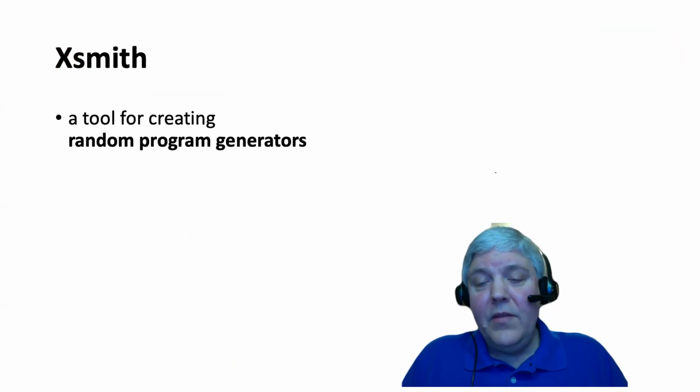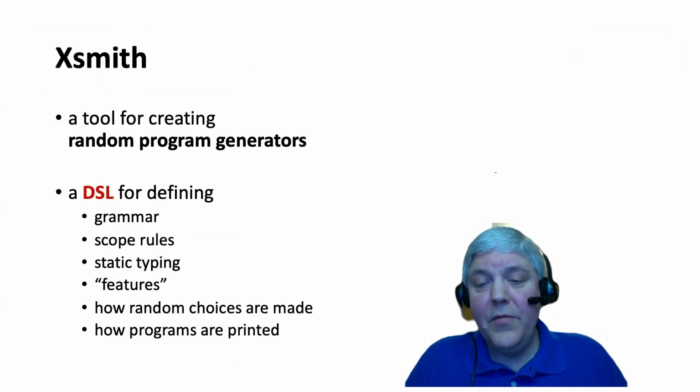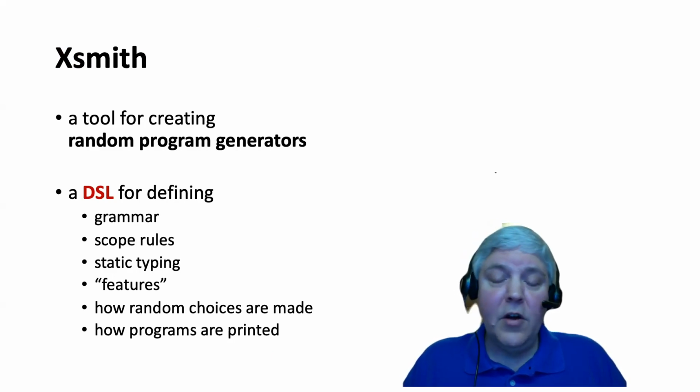So Xsmith is a Racket tool for creating random program generators, and it consists of two parts. The first part is a domain-specific language that allows you to describe the language that you want to generate. So it has facilities for describing the language's grammar and its scoping rules and its typing rules. It has ways that you can describe language features that you could turn on or turn off.